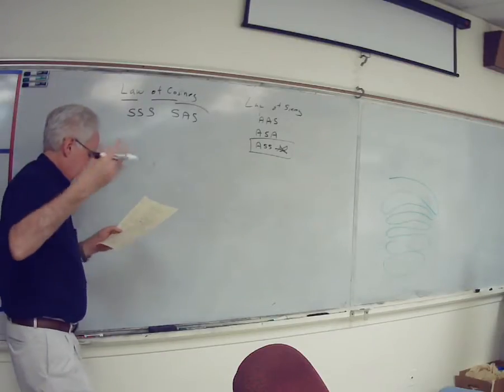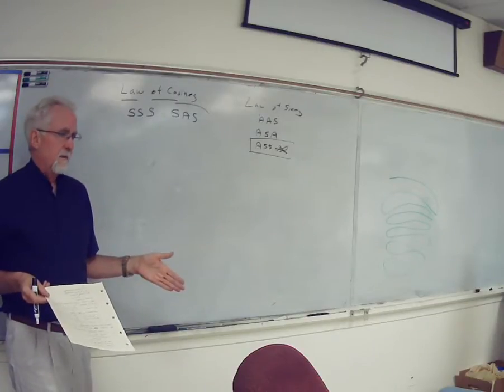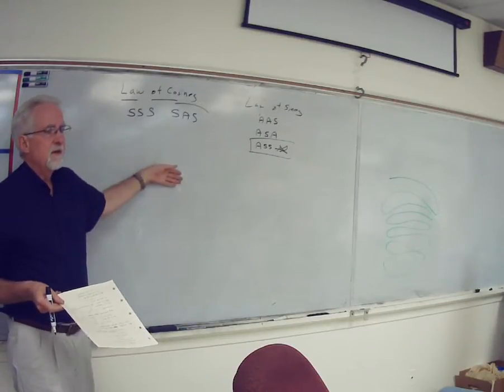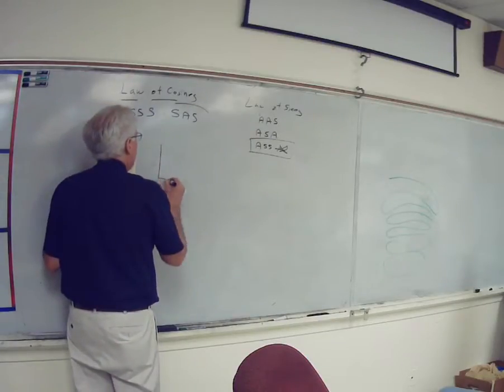I'm not just going to tell you the law of cosines, I'm going to show you how we get there. We're going to start with what we know, and then we're going to end up with the law of cosines. So let's think of a right triangle.